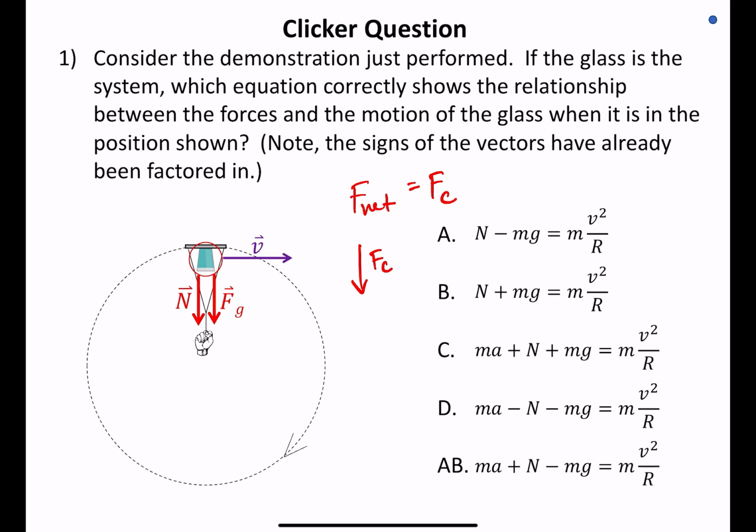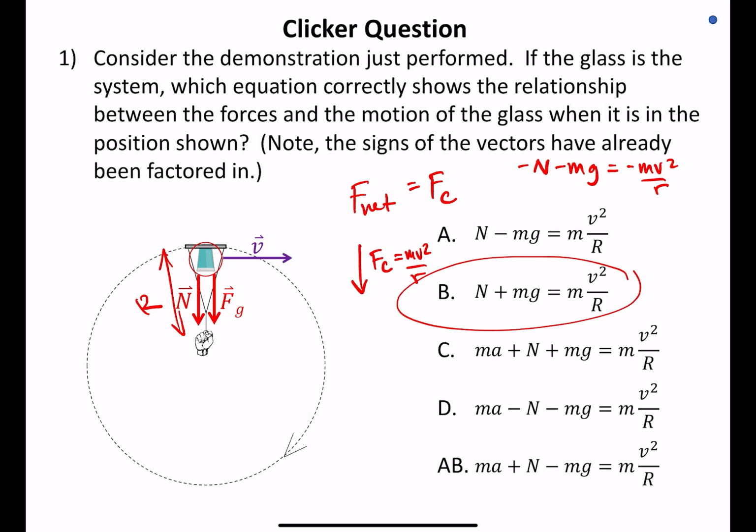So on the left, we're going to sum up all of our forces. So we've got negative N. The negative sign is because it's directed down. Minus mg. Again, the negative sign is because it's directed down. Is equal to, and then the magnitude of the centripetal force we know is mv squared over r, and it's also directed down, so that's negative mv squared over r, where r is the length of this rope. Now we can multiply this entire equation by -1, and we will come to this, that N plus mg equals mv squared over r.